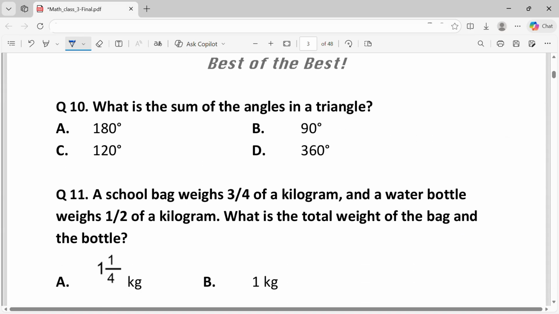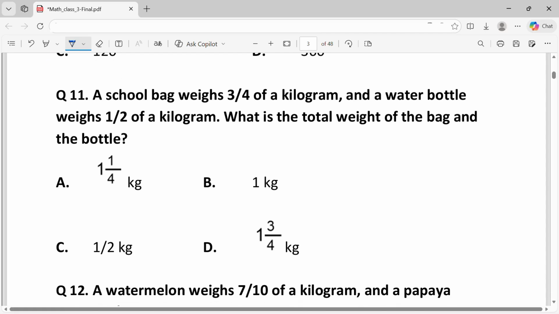Question 10. What is the sum of the angles in a triangle? The sum of all angles in a triangle is 180 degrees, that is option A. Question 11. A school bag weighs 3/4 of a kilogram and a water bottle weighs 1 by 2 of a kilogram. What is the total weight of the bag and the bottle?